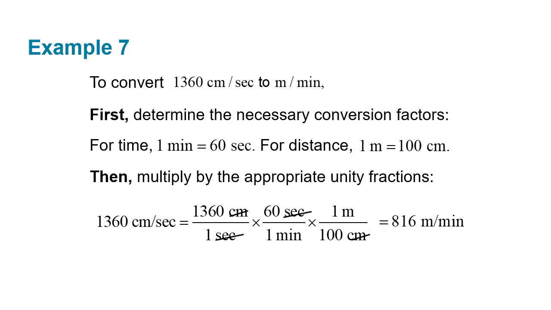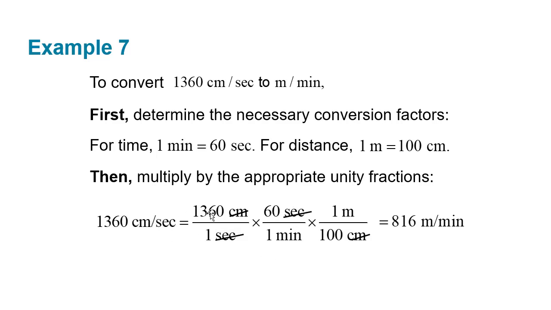If you want to convert 136 centimeters per second to meters per minute, remember doing compound units of measure is really easy when you use this concept of the conversion line, right? You just line up all of your fractions. Each fraction is a unity fraction where it equals 1.